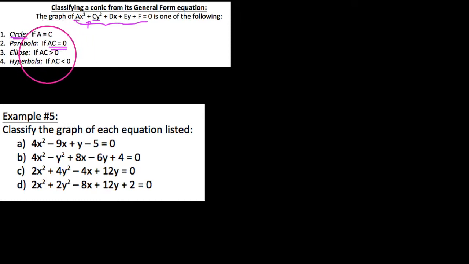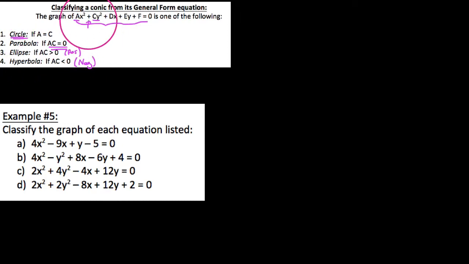Now for these next two: a times c greater than 0, which is a fancy way of saying positive, as opposed to a times c less than 0, negative. Basically, a positive product means a and c are either both positive or both negative. If they were both negative, we would make them both positive anyway. Essentially, between the two squared terms there is a sum, a plus sign.